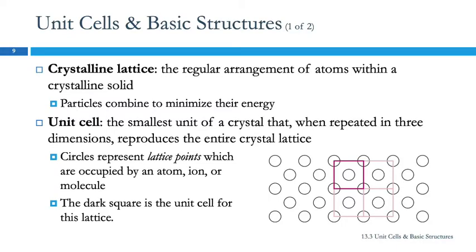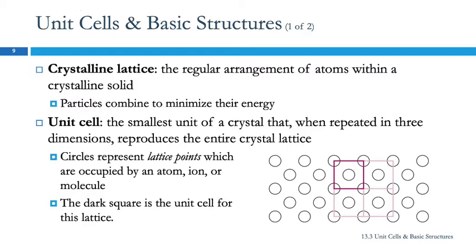Okay, so we're going to look at how spheres can pack together in a crystalline lattice. The crystalline lattice is just the regular arrangement of atoms within a crystalline solid, and those atoms are going to arrange themselves so that they are at a minimum energy. To think about these three-dimensional arrangements, we're going to talk about a unit cell. That's the smallest unit of the crystal that, if we took it and repeated it in 3 dimensions, we could reproduce the entire crystal lattice.